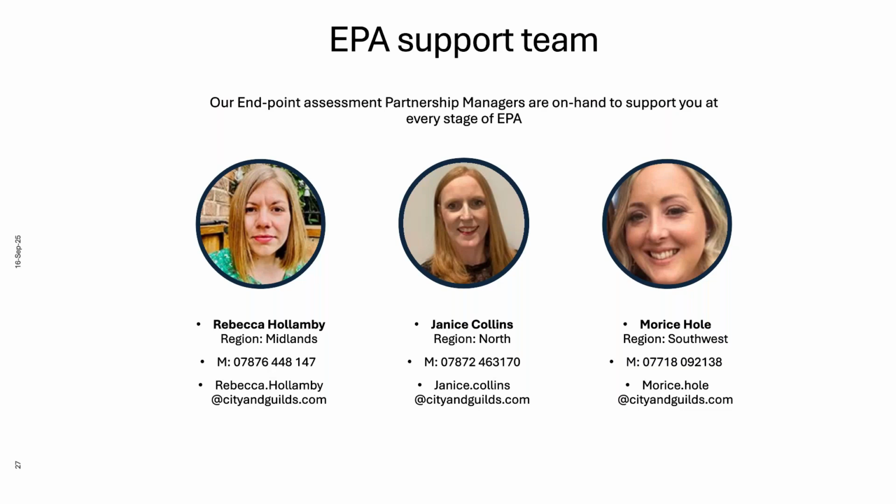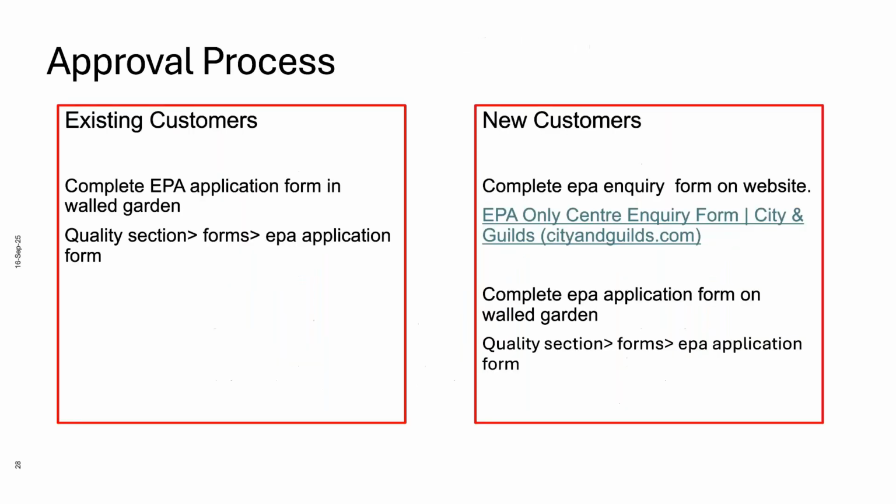Next slide, please, Simon. What I wanted to talk you through today is the approval process, because this has got a new product code. Those of you that have worked with us on gas previously would be used to the 9074. This is now the 9075. So you will need to complete the EPA application process.